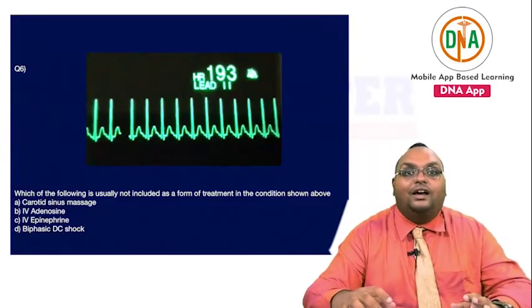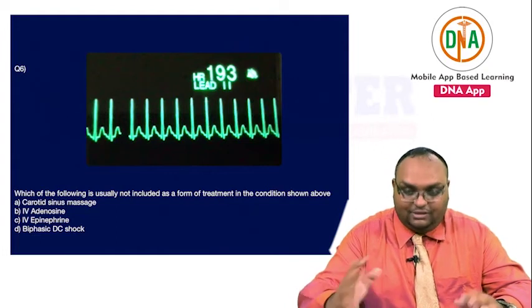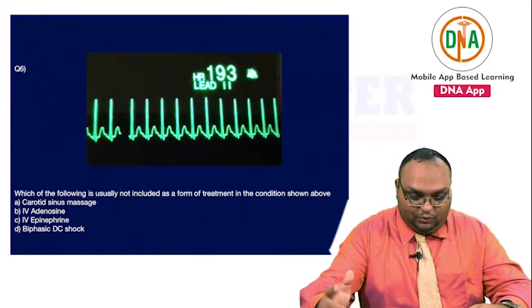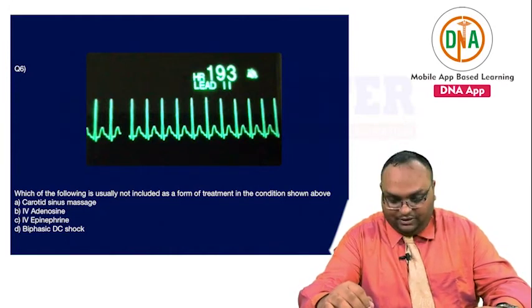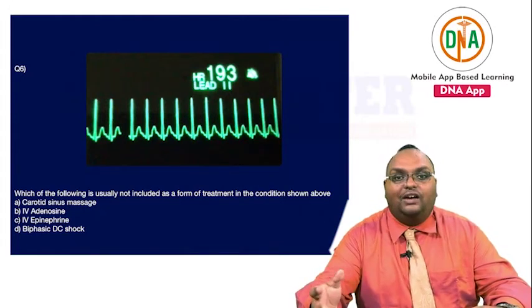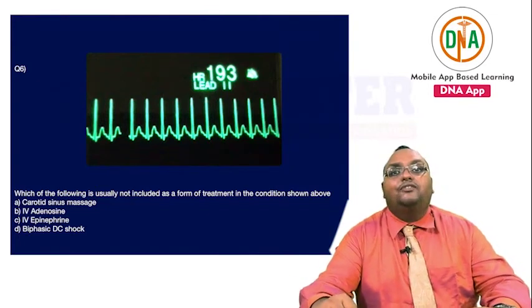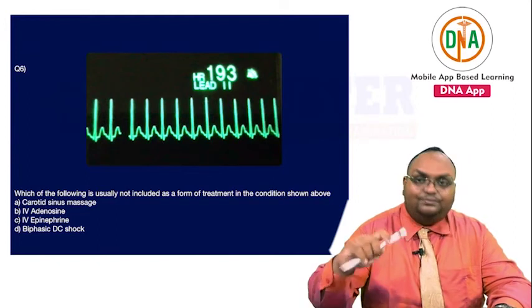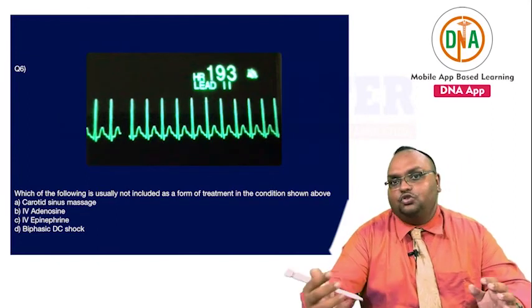So, dear friends, I think you've seen the video clip which we were just playing, and here's the still clip from there. So the question reads, which of the following is usually not included as a form of treatment in the conditions shown above? And we have the options as carotid sinus massage, a DC shock, IV adenosine, and IV epinephrine, right? So firstly, you'll need to know what the condition is and how do we treat it, and then choose the odd one out.